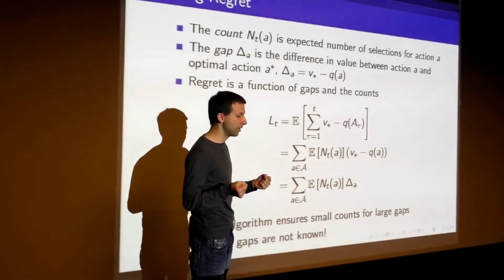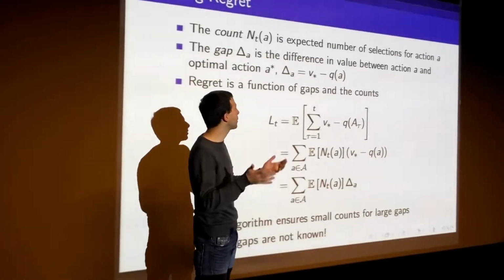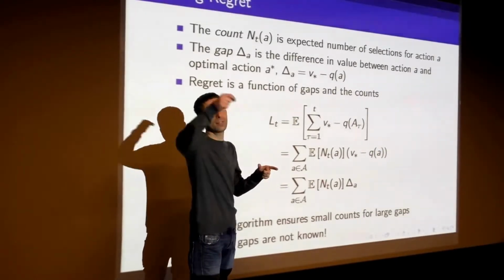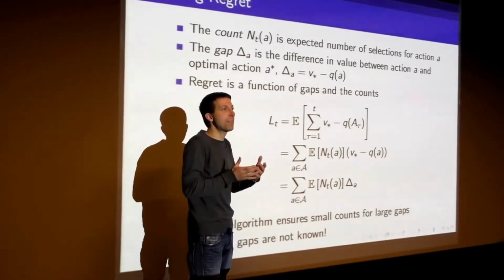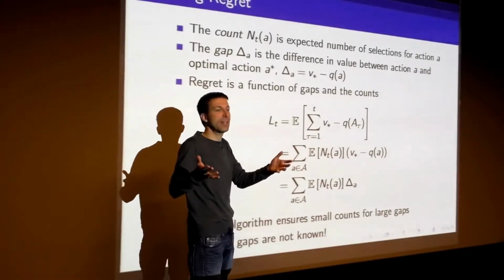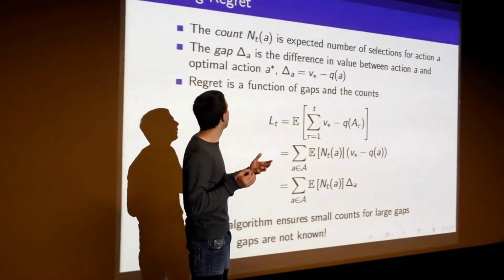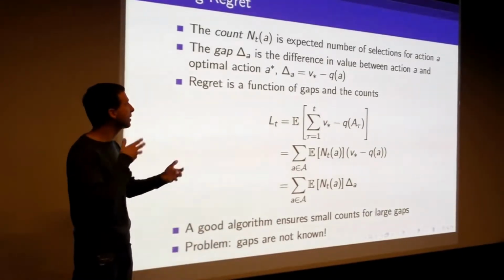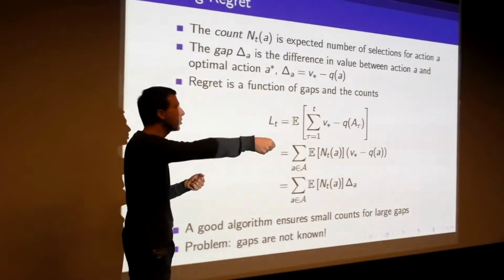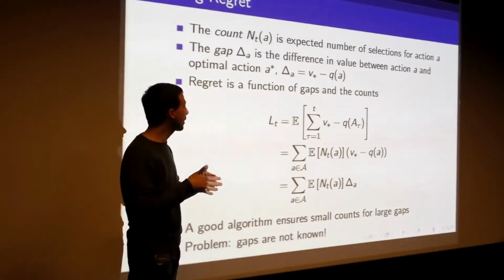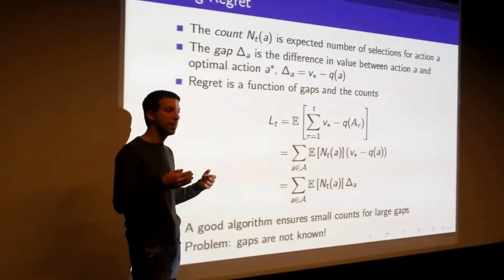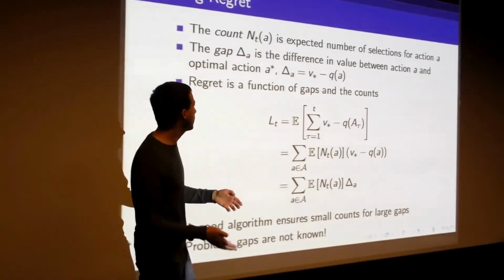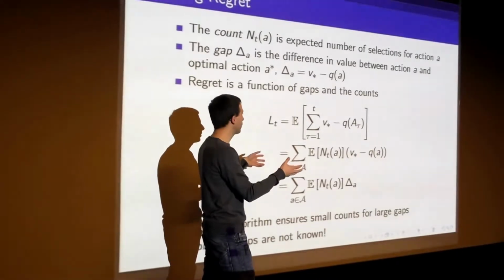If I want to know the gap for machine 3, that's the difference in value between machine 3 and the best machine. It's like the difference between 80% and 75% again. There's a gap there of 5%. And it turns out that we can think of regret as a function of all of these gaps and counts. If you count how many times you use a machine, and you also look at the gap between how much you could have got and the actual payout for that machine, the regret breaks down in terms of those two things.